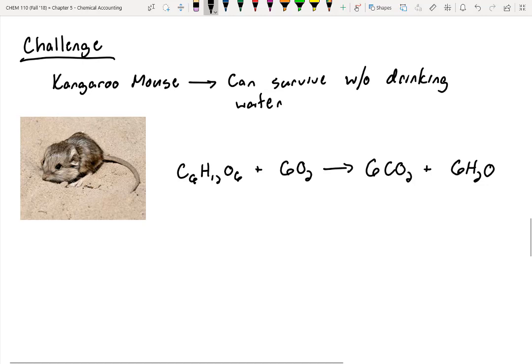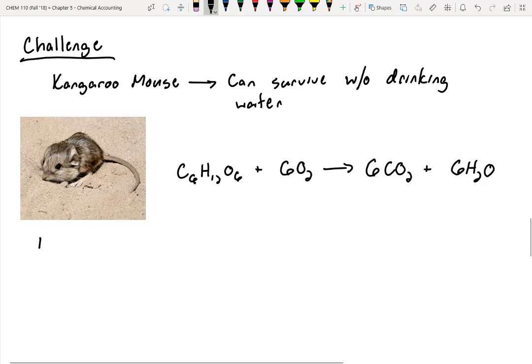All right, so it's a pretty unique system. This mouse has adapted so that the byproduct from this reaction produces enough water for them to actually survive. And they don't sweat very much. Instead, the way they get rid of their heat when they get too hot is through their big ears. So they radiate their heat out that way, they don't sweat. All right, so weird little mouse.